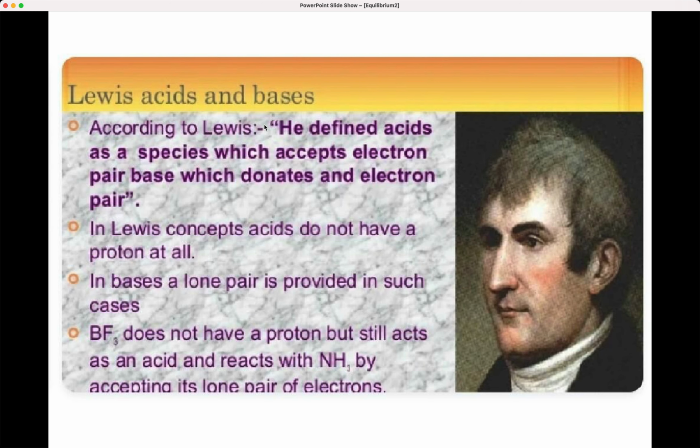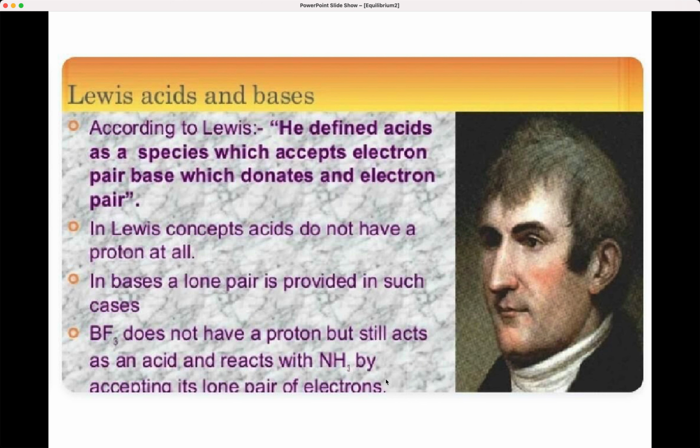Now, Lewis acids and bases. According to Lewis, acids are species which accept an electron pair, and bases are the ones which donate an electron pair. In the Lewis concept, an acid need not have a proton at all. In bases, a lone pair is provided. BF3 does not have a proton but still acts as an acid and reacts with NH3 by accepting its lone pair of electrons.